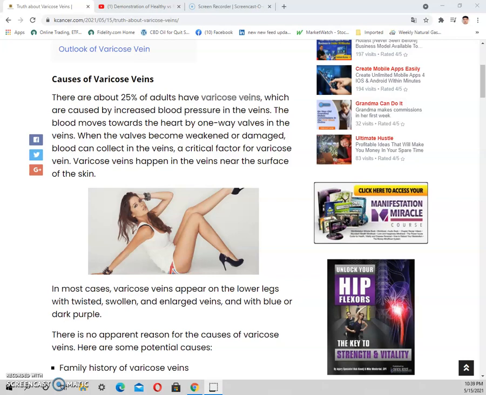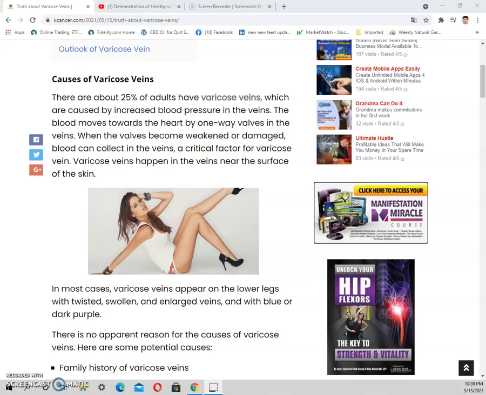But about 25% of all adults have some trouble because they have varicose veins. It can be a very uncomfortable feeling in your legs. Usually you have swelling and large veins on your leg, and sometimes it bothers you to wear shorts.